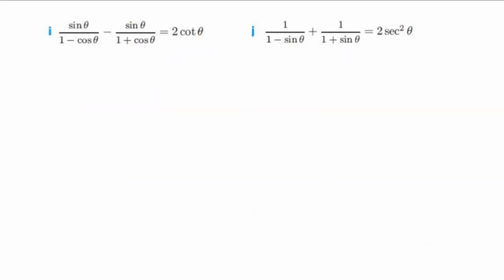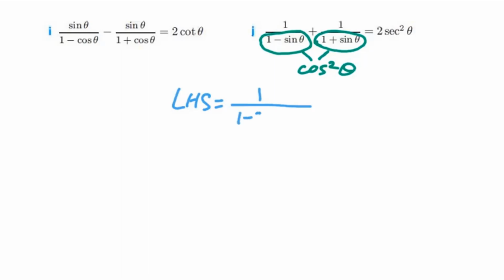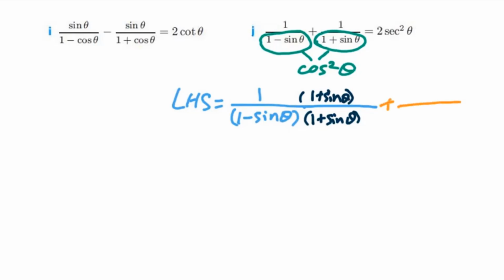Let's go to J. Same thing. This gives you a signal you got to do conjugate multiply. Then expected answer will be cosine squared theta as a denominator. So left-hand side equals 1 over 1 minus sine theta. You have to do conjugate multiply, top and bottom. That's 1 plus sine theta, 1 plus sine theta. Then I add 1 plus sine theta. You have to do conjugate multiply. That's 1 minus sine theta, 1 minus sine theta. Here's 1 times.